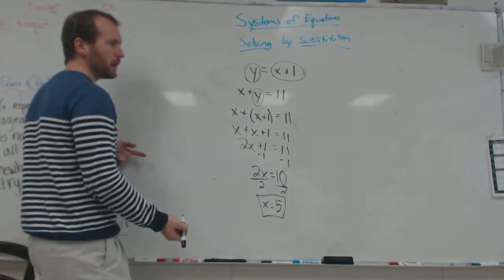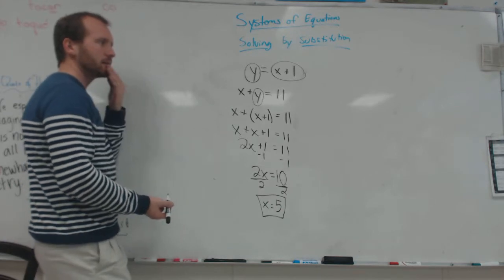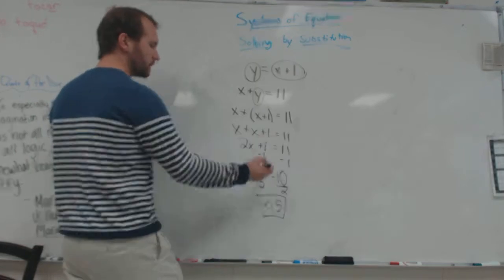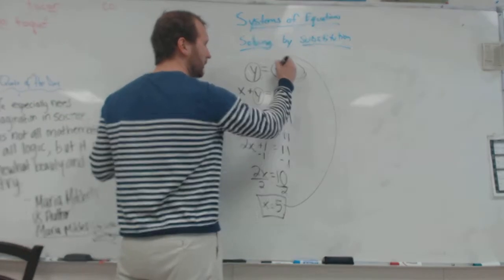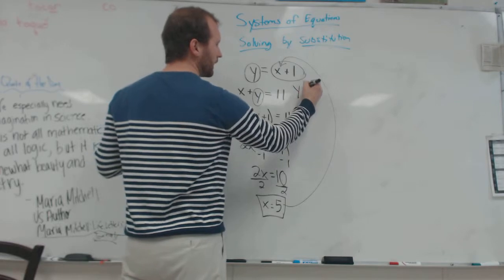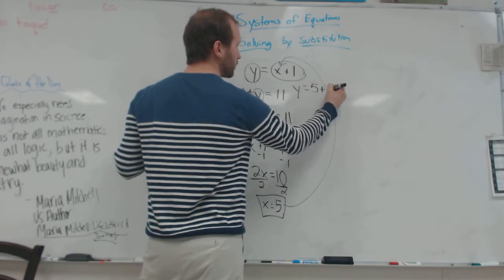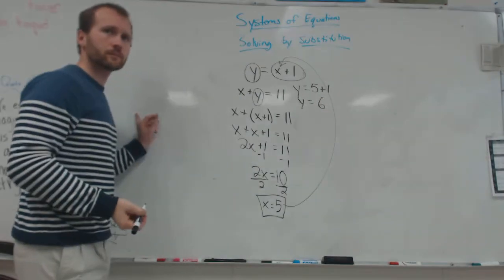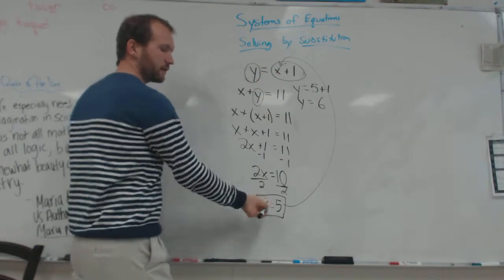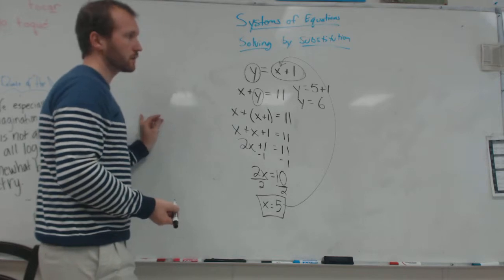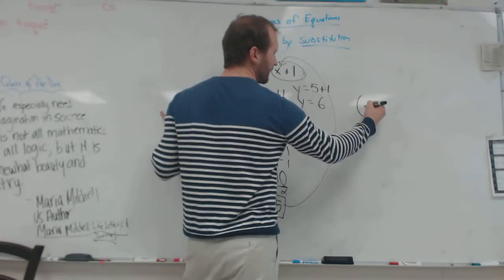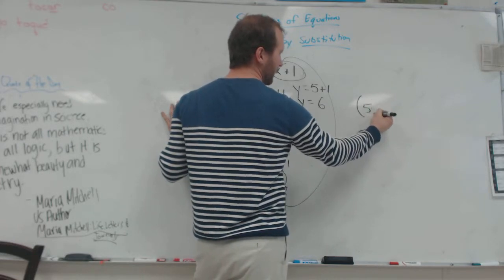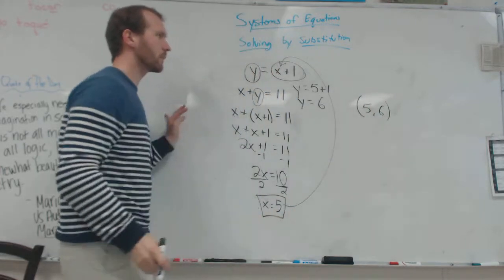Now, the problem is I don't have y yet. But I know y is x plus 1. So I'm just going to take this and plug it back in here. y equals 5 plus 1. So y would equal 6. How did you get the y equals 5 plus 1 though? Because x is 5. I'm not adding anything, I'm just plugging in. So x comma y is going to be 5 comma 6.